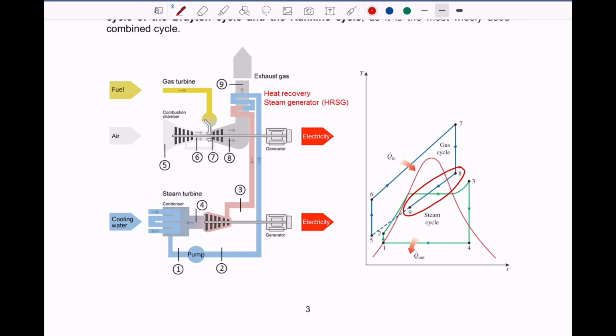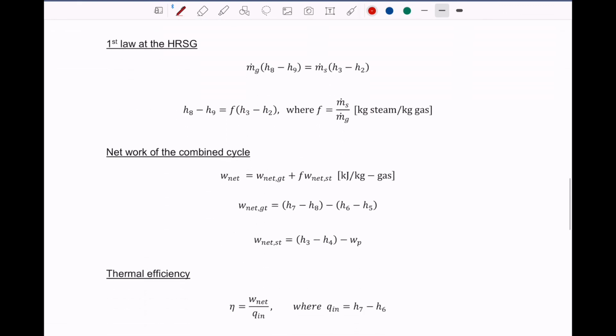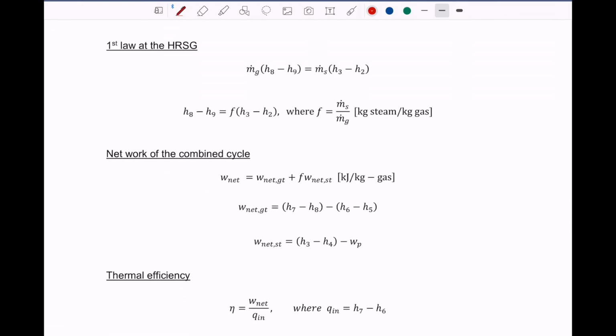So now how can we get the thermodynamic analysis of the HRSG? What you have to remember is, even though we have a different name called HRSG, its general concept is exactly the same as a heat exchanger. And we already learned about how to do the thermodynamic analysis for a heat exchanger in the previous lecture note. So please go back to the lecture note and study how we do the first law of thermodynamics analysis for the heat exchanger and come back. Then you can understand better about what's going on at the HRSG.